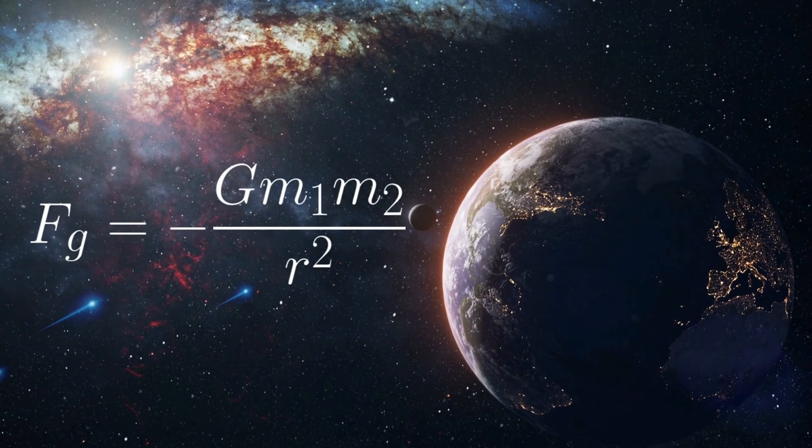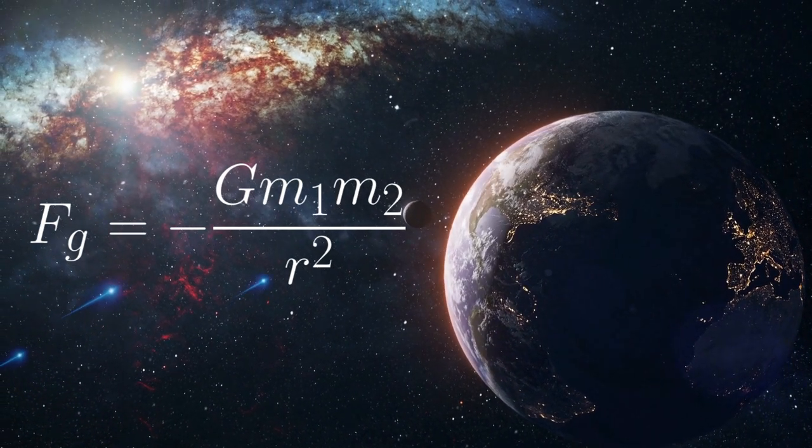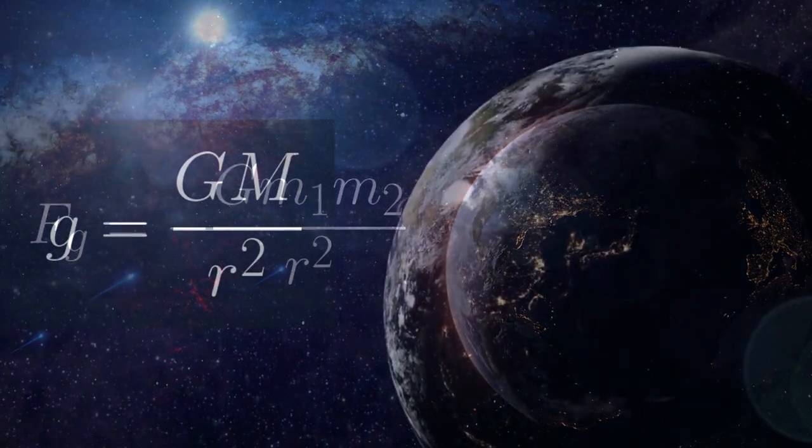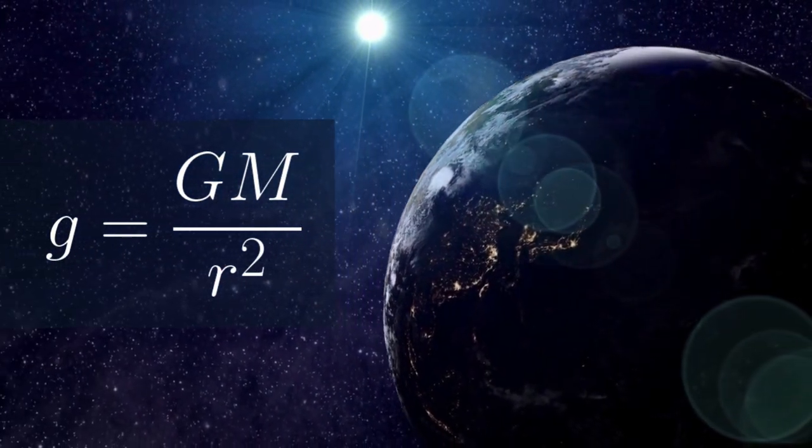For field forces like the gravitational force or the electric force, we can create a field that is dependent on only one of the objects in the system. For the gravitational force, this is the acceleration due to gravity. That's because since the force relies on two masses, when we divide out by one of those masses, we end up with simply an acceleration.